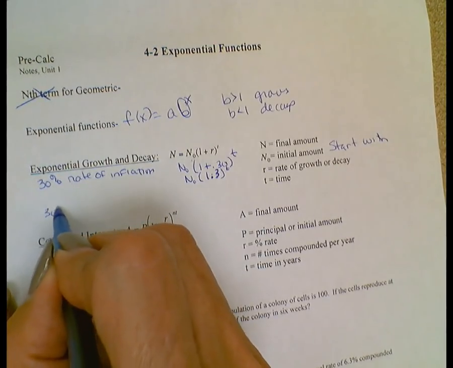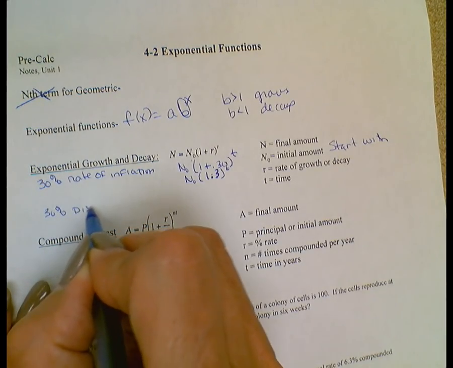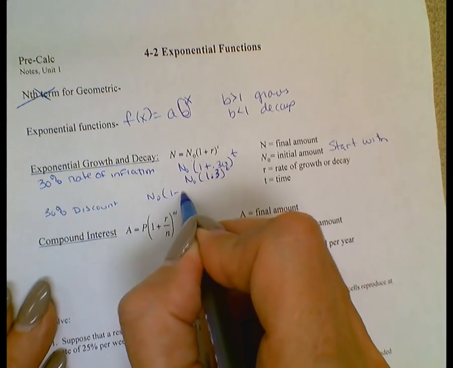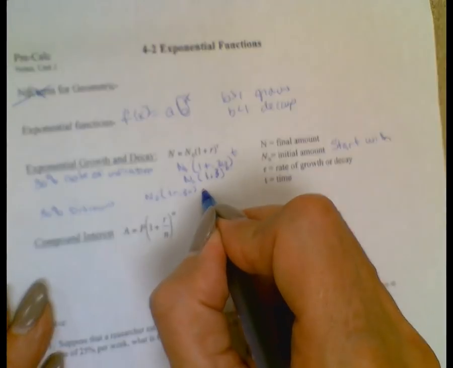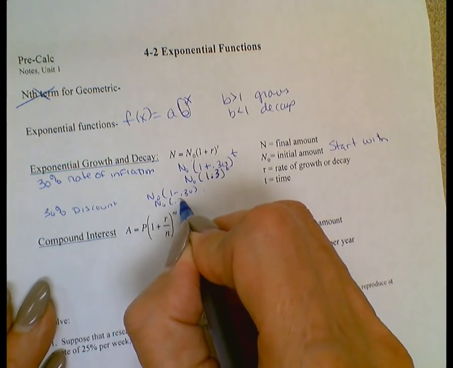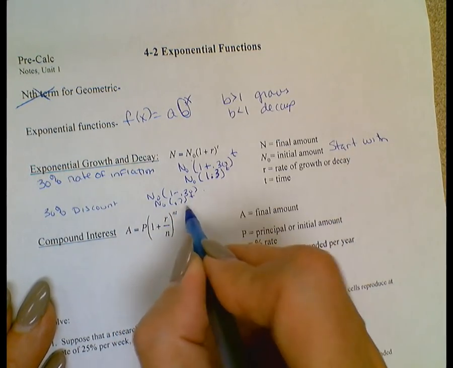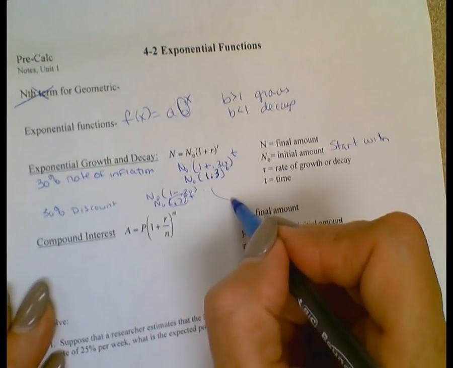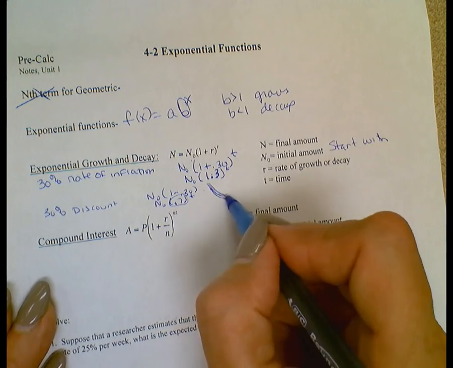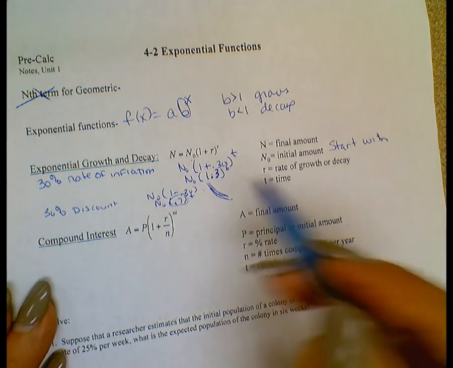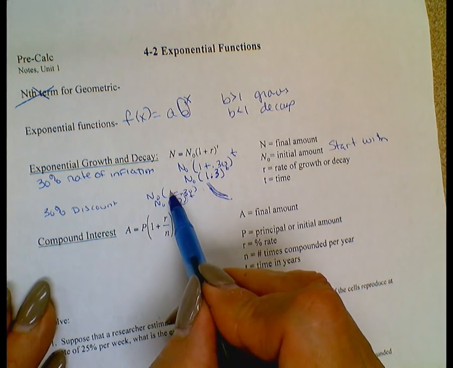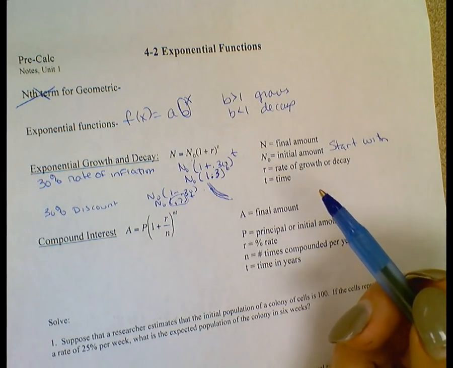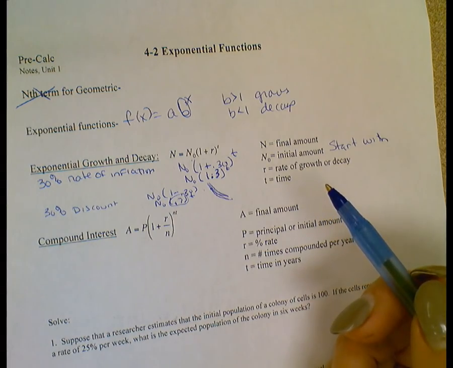But if you had a 30% discount or a sale, it would be N0 times 1 minus 0.30, which is the same thing as saying N0 times 0.7. Do you see now how that 0.7 became less than 1? That means you're going to have a decay. Okay, it's going to be a discount. Your money's going to be off. Whatever. So it's 30% off the original amount. Means that you're paying 70% of the actual price. 30% off means you're paying 70% of the price.